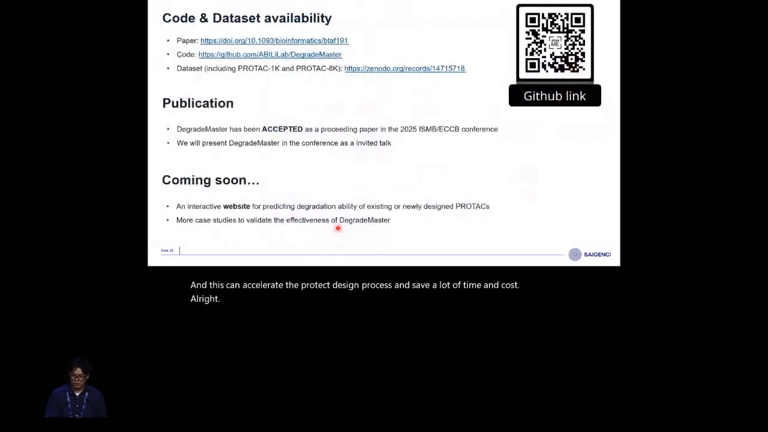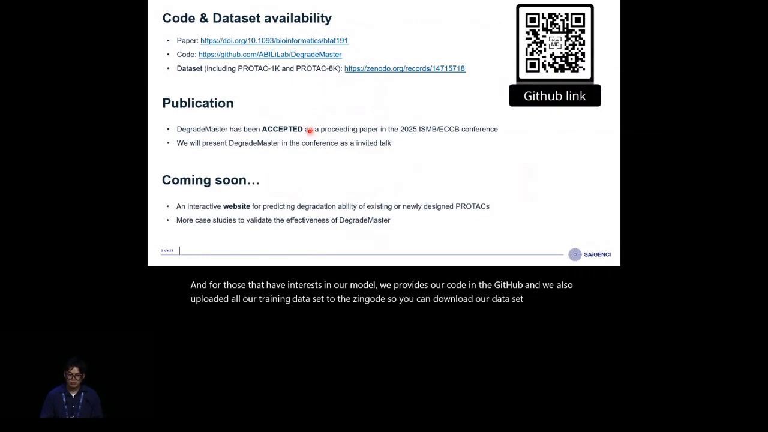And for those who have interest in our model, we provide our code on GitHub, and we also uploaded all our training dataset to Zenodo. So you can download our dataset and our code from these websites, and very easily reproduce our model.